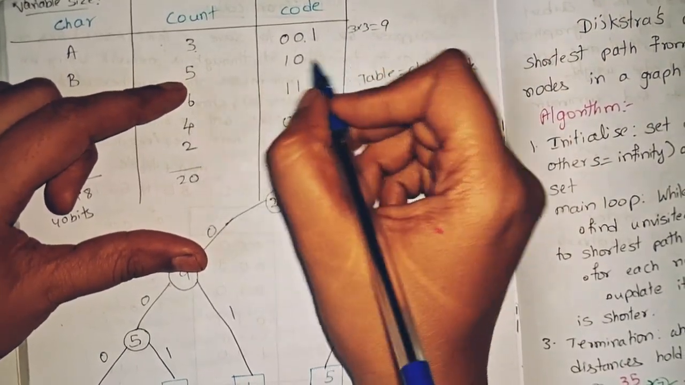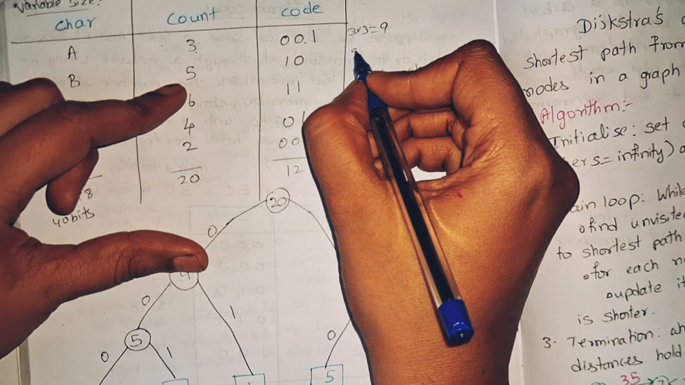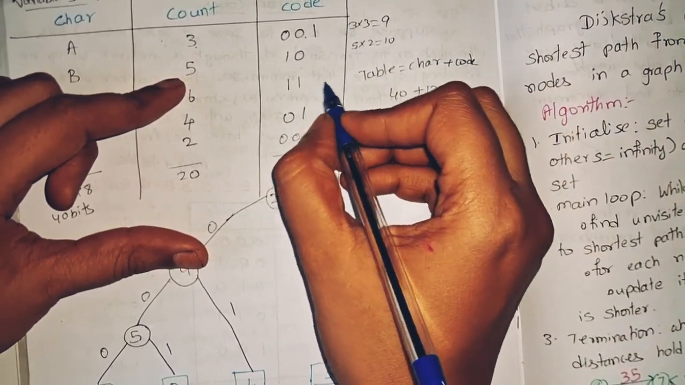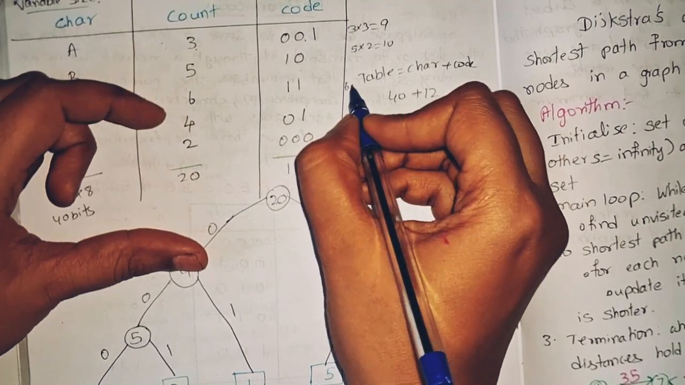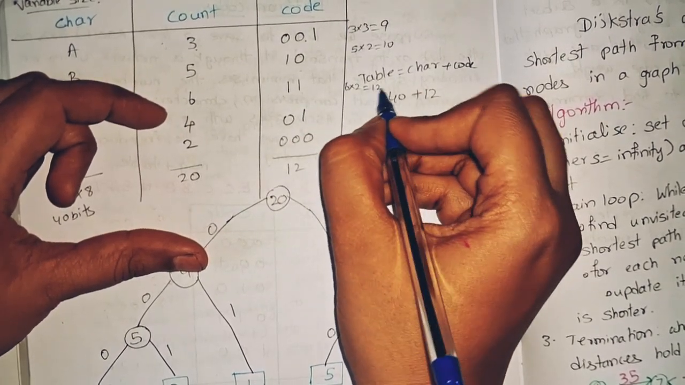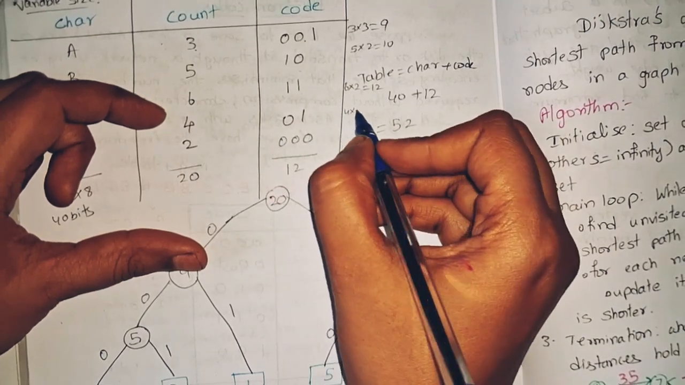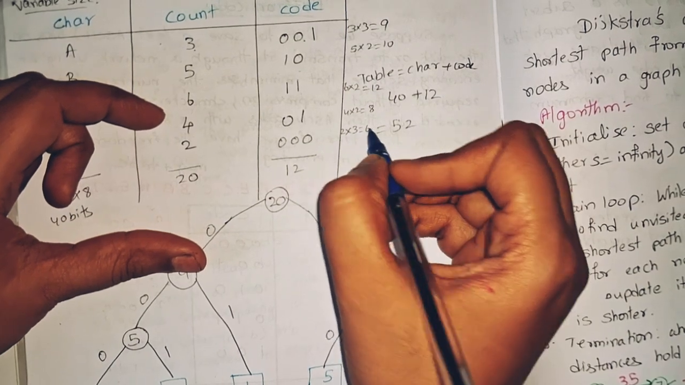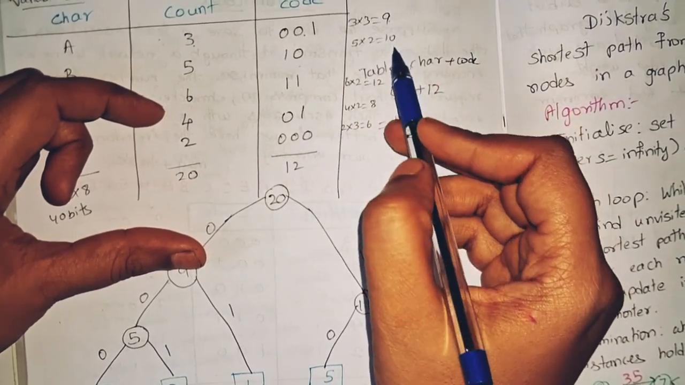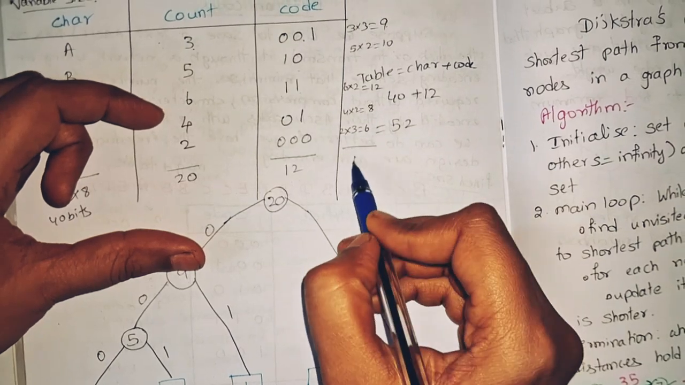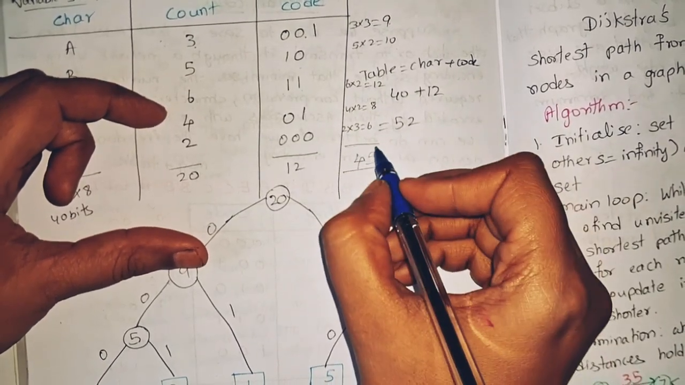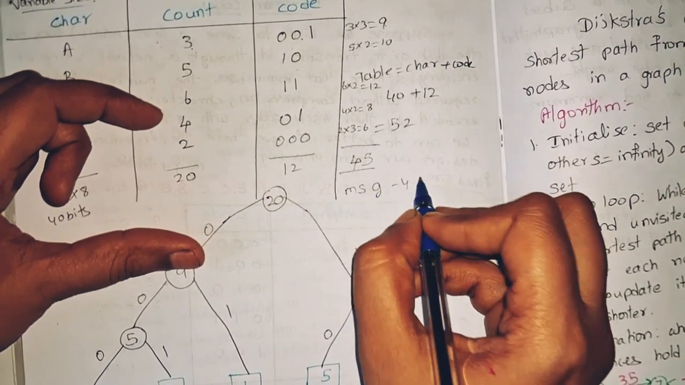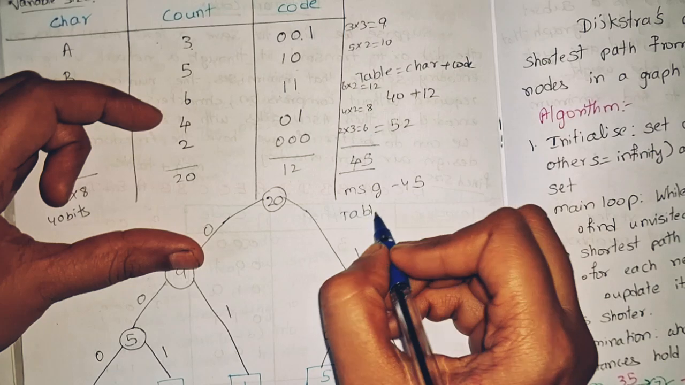And 5 into 2 bits, that is 10 bits. And 6 into 2 bits, that is 12 bits. And 4 into 2 bits, that is 8. And 2 into 3 bits, that is 6. So totally we have 9 plus 10 plus 12 plus 8 plus 6, that is 45 message bits we are transmitting. So the message bits are 45 and the table bits are 52.